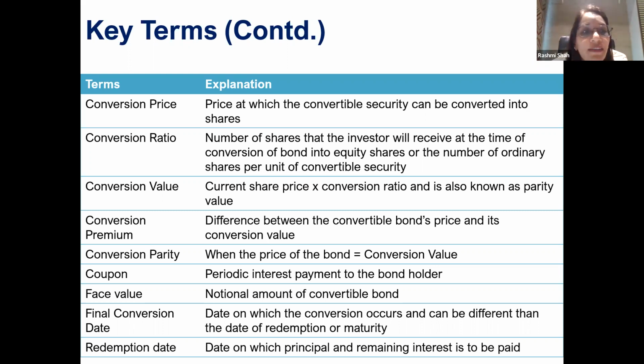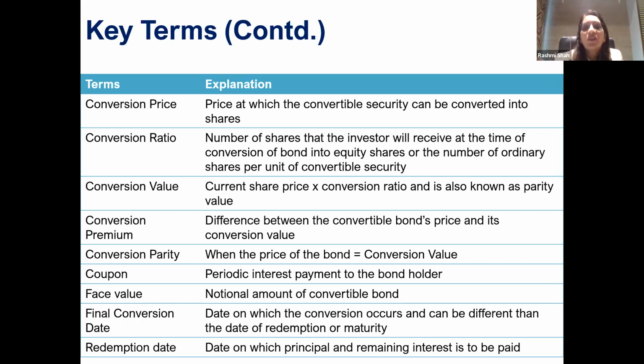So final conversion date is the date at which the holder can actually request the conversion into shares. So when I want to convert my bond into shares, that's called the conversion date. And this could be different from the date of redemption, because the date of redemption is the date on which the principal or par value of the bond and all remaining interests are due to be paid. All right. Finally, yeah, that's the redemption date.